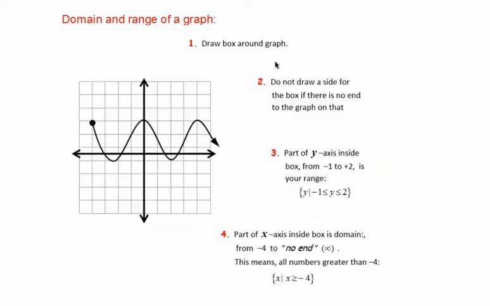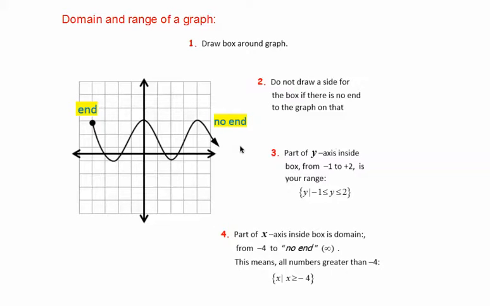of a graph. When I say draw a box around the graph and do not draw a side for the box if there is no end to that graph, what that means is that if you look at this squiggly graph here, on the left hand side there is an end right there, but on the right hand side, if you see, there's an arrow that keeps going forever, so there is no end.